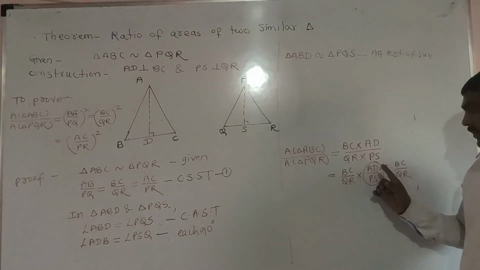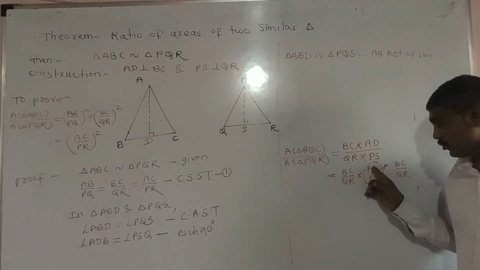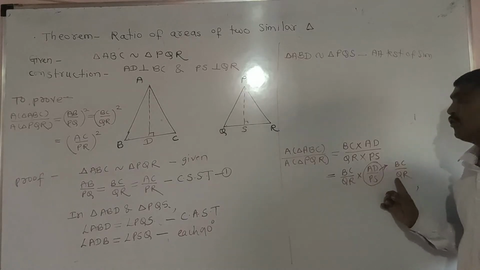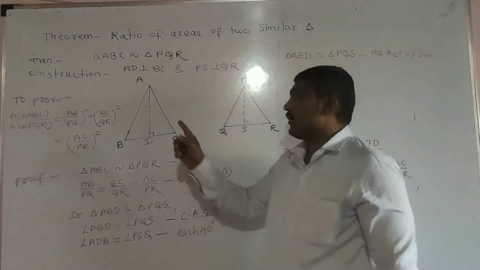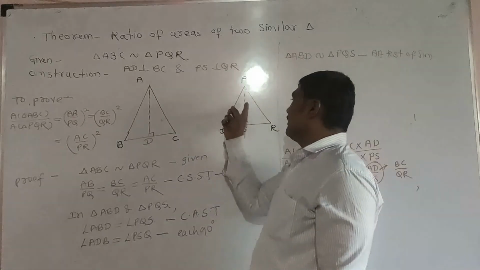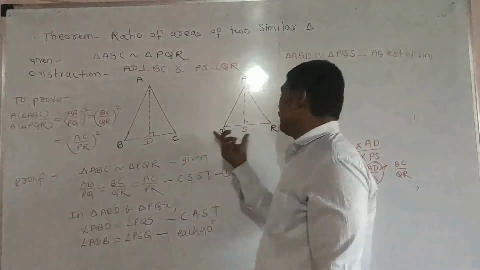Okay, that's why we have to show... what do we have to show? AD upon PS should be equal to BC upon QR. So see here, AD upon PS should be equal to BC upon QR.